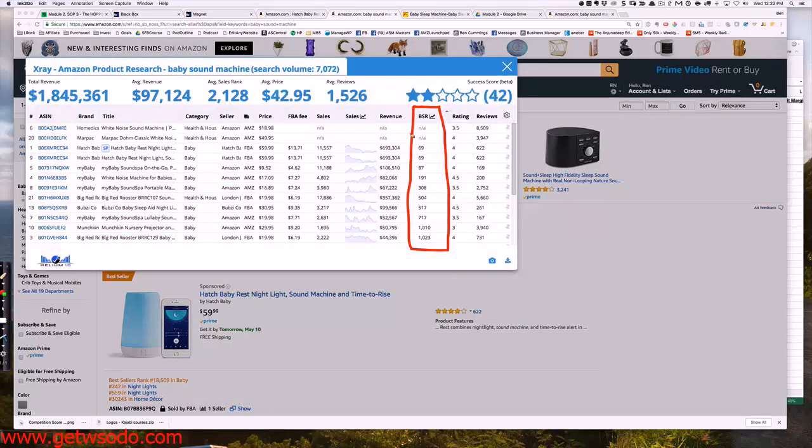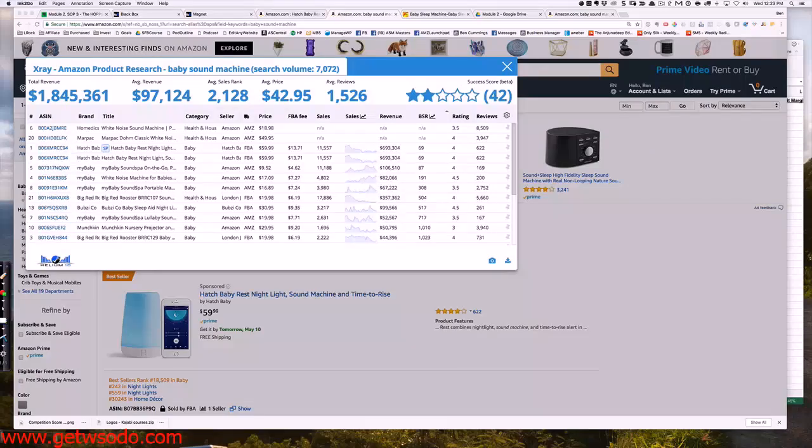Remember, low BSR is better. And it looks like that Hatch Baby that we're analyzing actually improved their BSR since the last video. It was, I think, 71 or something. And so it's improving even faster now. So that's pretty awesome.